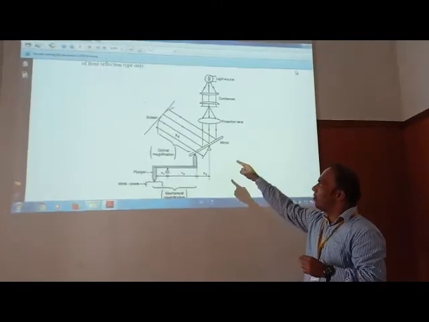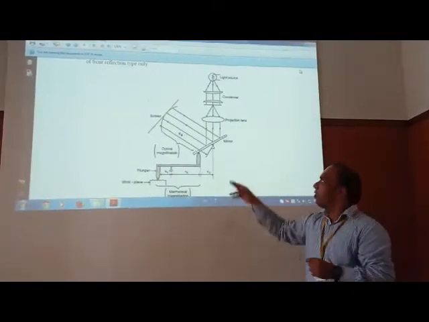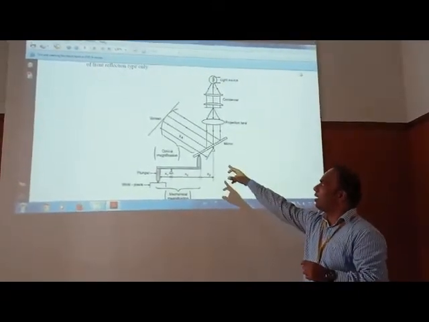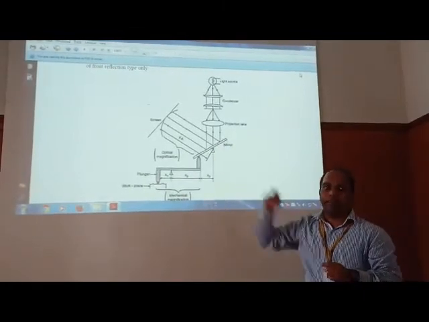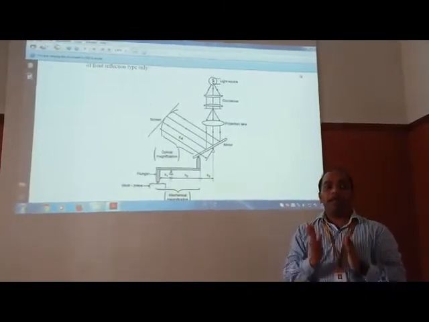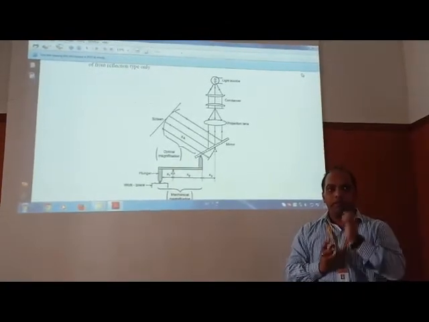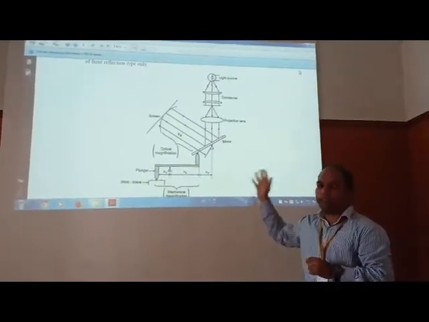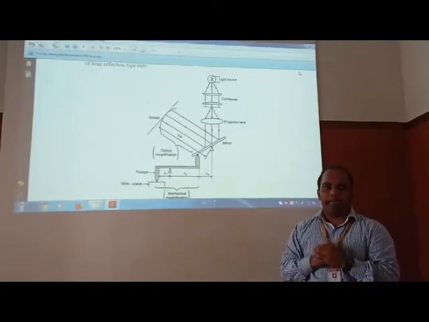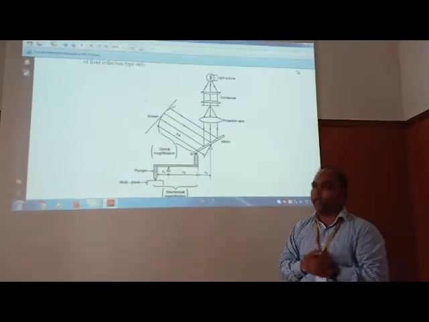That movement will be magnified using a mirror and an arrangement of pulleys that will give us directly a magnified view of errors, or you can call it a variation. So this is the beauty of this mechanical optical comparator.